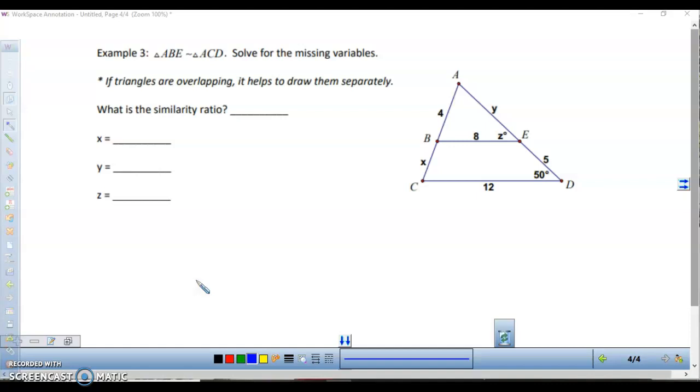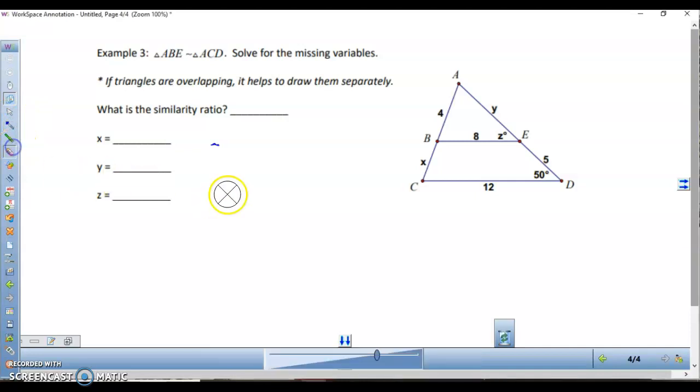Alright, so this was the last example for the notes for today, and it'll be really fast. But the reason I wanted to do one more is because you're going to notice a lot of times when we do these problems that you're going to have overlapping triangles, like is the case in this specific problem. When we read the statement, it says that triangle ABE is similar to triangle ACD. So ABE and ACD there.